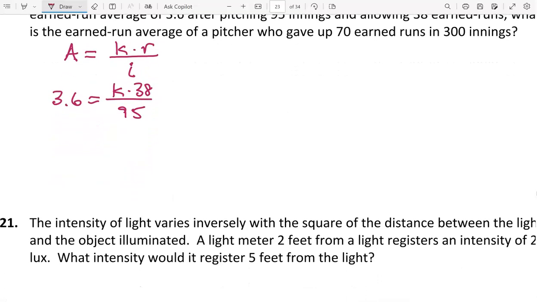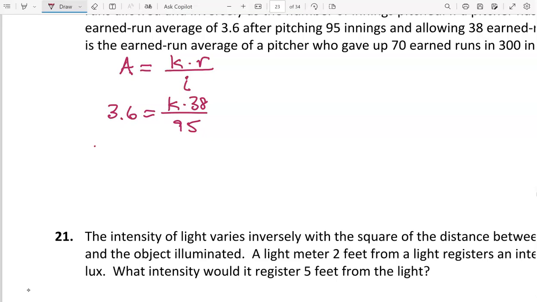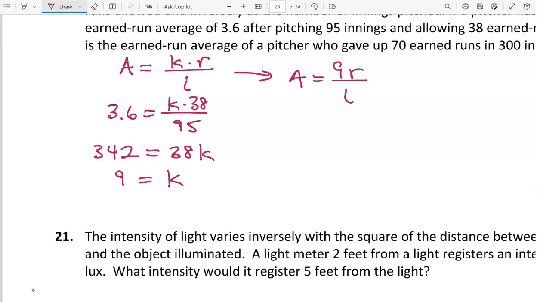All right, so we are going to multiply both sides by 95, and that will give us 342. This is probably one where we want to use a calculator. Everything else out here I think we can do without easily. So now we're going to divide by 38, and when we divide by 38, we're going to get a K value of 9. So our equation of variation is A equals 9R divided by I.